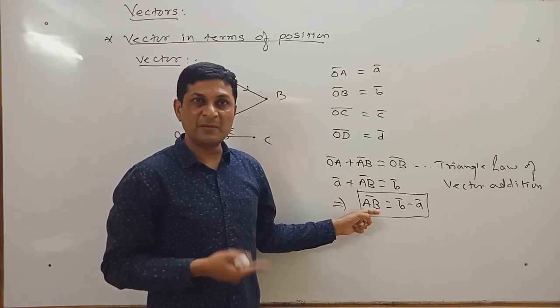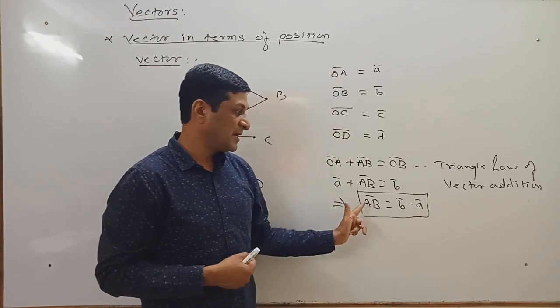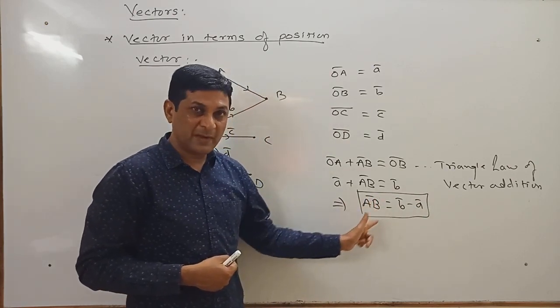Now what result we have got here? The value of AB bar. AB bar in terms of position vector can be expressed as what? B bar minus A bar. AB bar will be expressed as what? B bar minus A bar.